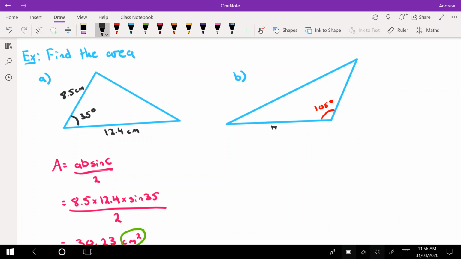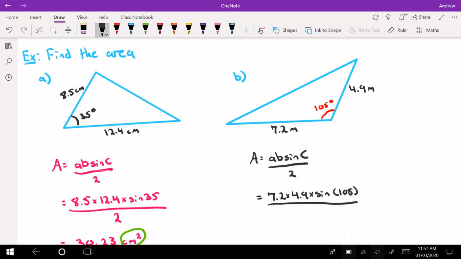And then we've got 7.2 meters. We've got 4.9 meters. Area equals AB sine C over 2. Two sides and the angle in between them. That gives us our area. Substitute my values in. 7.2 times 4.9 times the sine of 105 all over 2.